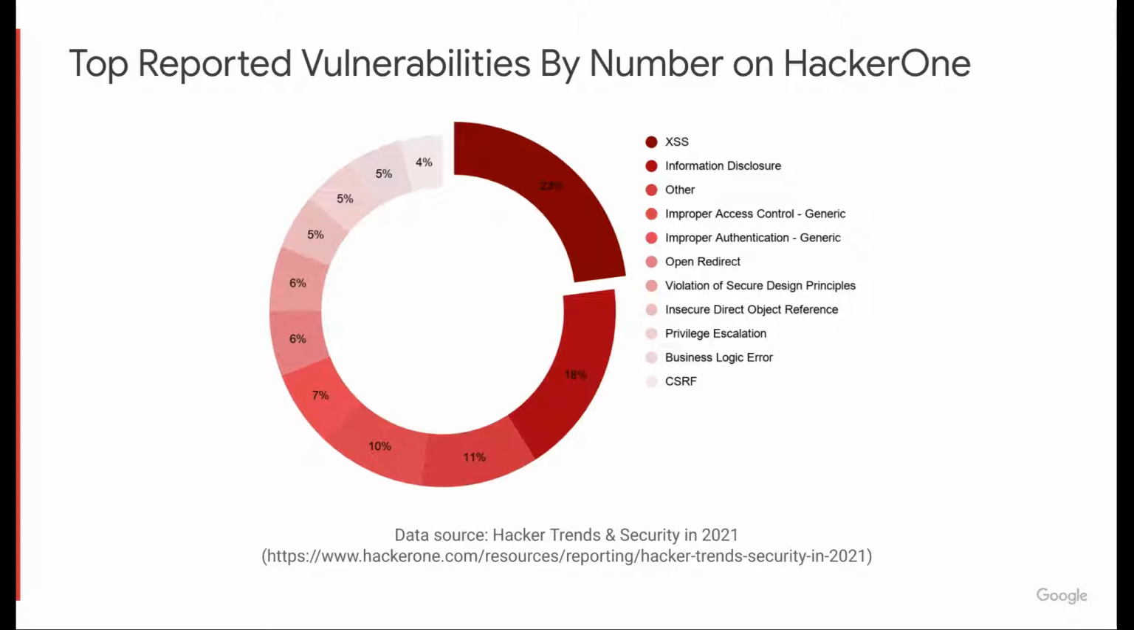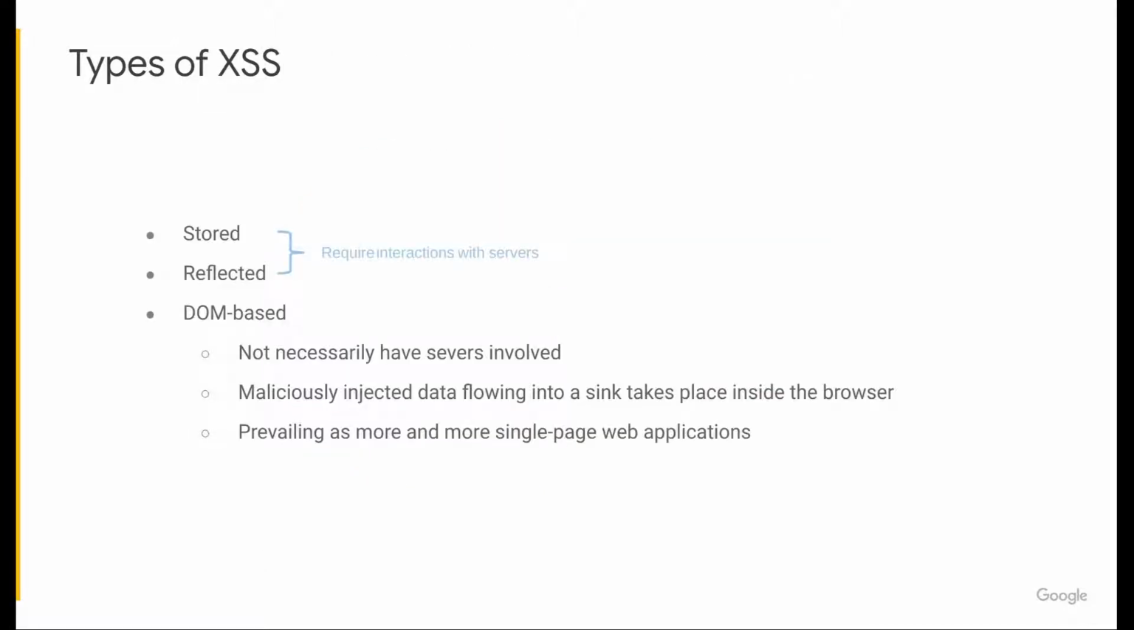Here's a breakdown of the top reported vulnerabilities on HackerOne, one of the most popular bug bounty platforms. Being the number one category, XSS contributes to 23% of the reported vulnerabilities. So it's not just a Google problem. There are three types of cross-site scripting. The first two are called stored and reflected XSS. We're not going to talk a lot about these two types today. Just remember that they require interactions with servers from the clients.